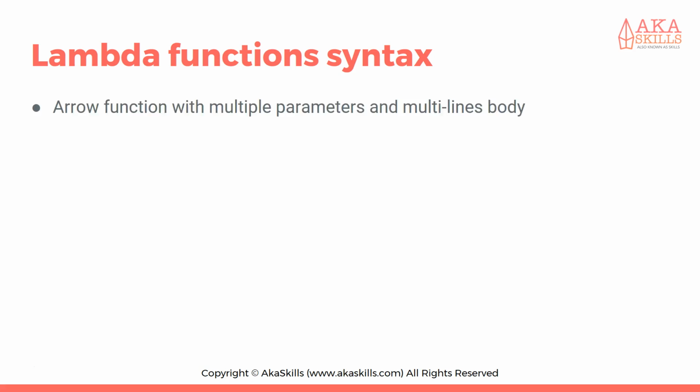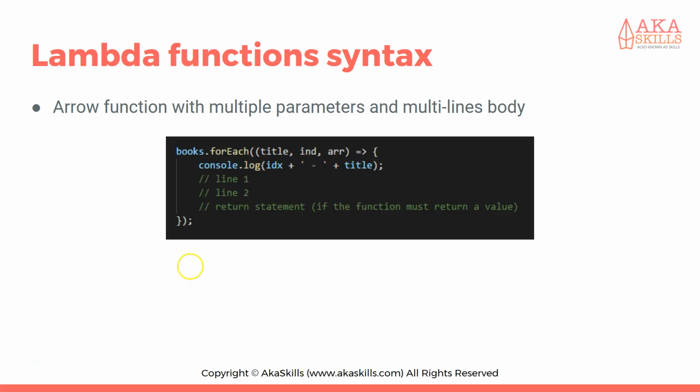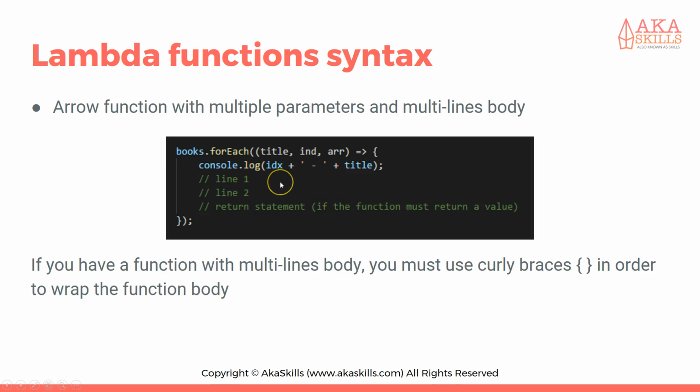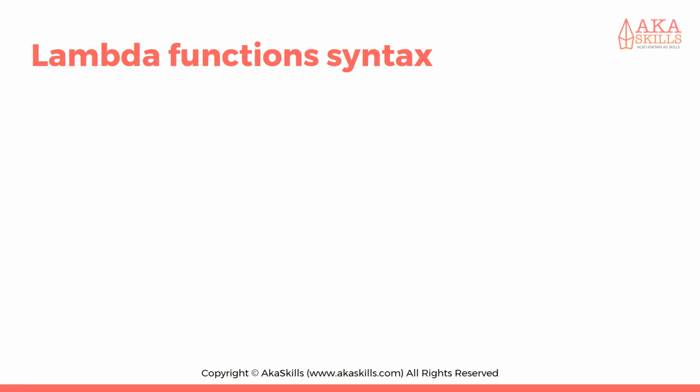So, arrow functions with multiple parameters and a multi-line body. Let's see how this looks. I'm saying books.forEach, receiving title, index, and array, and then I say goes to, and I can open and close curly brackets, and here I have my body. So I can have console.log something, line 1, line 2, and a return statement if the function must return a value. If you have a function with a multi-line body, you must use curly braces in order to wrap the function body.